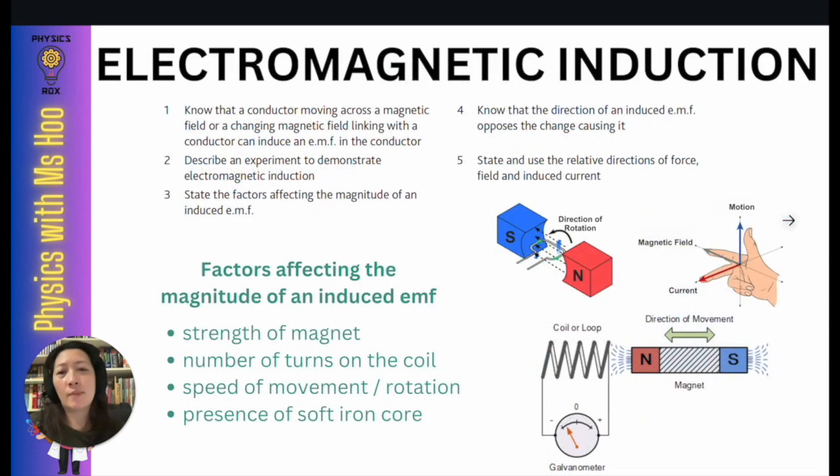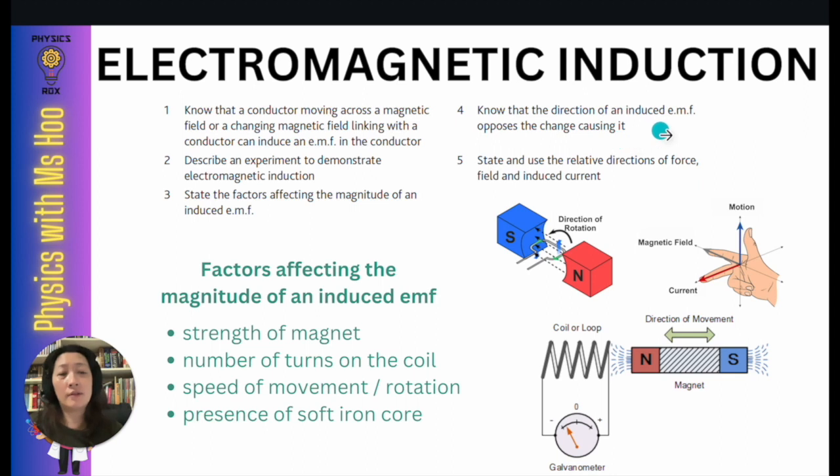Now, for electromagnetic induction, you need to know that a conductor moving across a magnetic field or a changing magnetic field linking with a conductor can induce an EMF in the conductor. You also need to be able to describe an experiment to demonstrate electromagnetic induction. You must state the factors affecting the magnitude of an induced EMF, which are these: the strength of magnet, number of turns on the coil, the speed of movement or rotation, and presence of soft iron core.